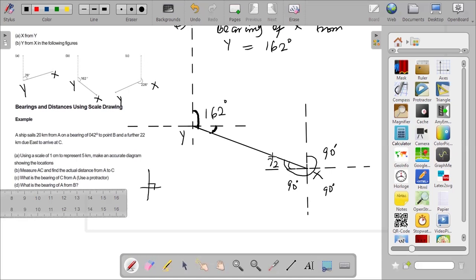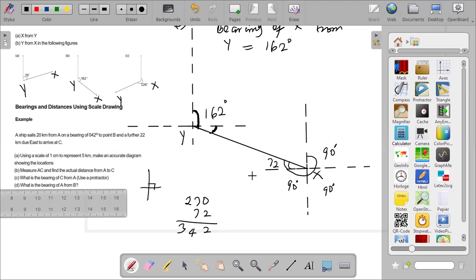Then 270 plus this 72. 270 plus 72. That is 2 then. 7 plus 7 is 14. Right, carry on, and add the one there: 342. Therefore, the bearing of y from x is 342. Again, let me explain it so that you get it well.